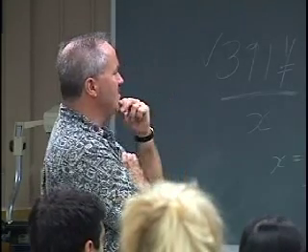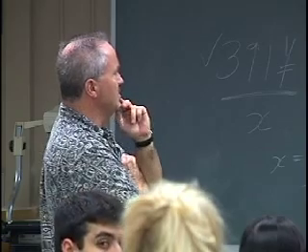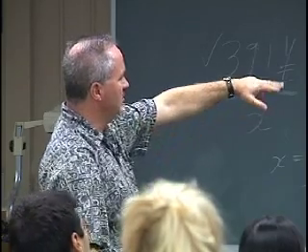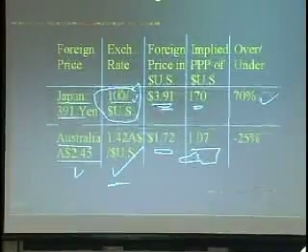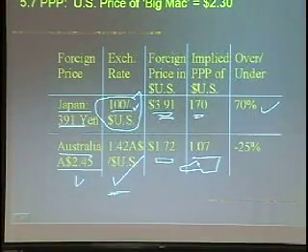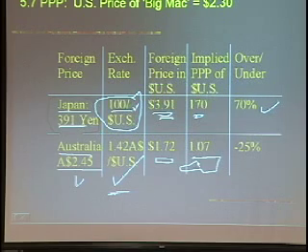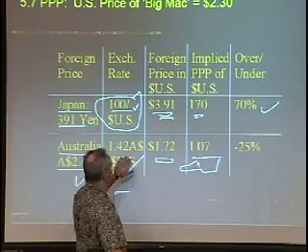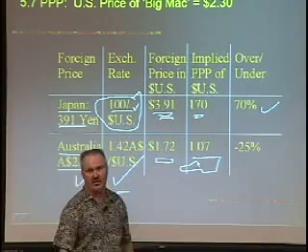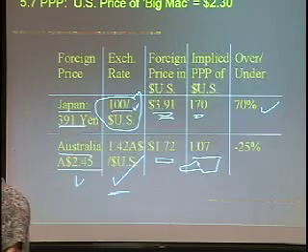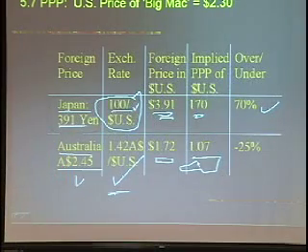The 25%? Yeah, that's the difference between the market rate, the exchange rate, the second column there, and the implied rate. That should work out. I don't have a calculator with me, but okay. You see what I'm saying? We know what the market rate is. The market rate's $1.42. The implied rate is $1.07, and so the 25% reflects the difference between those two.